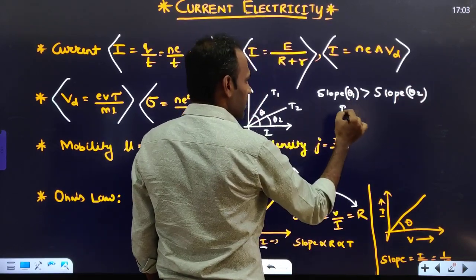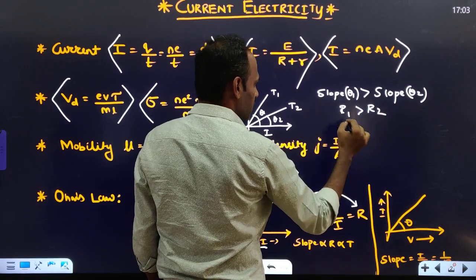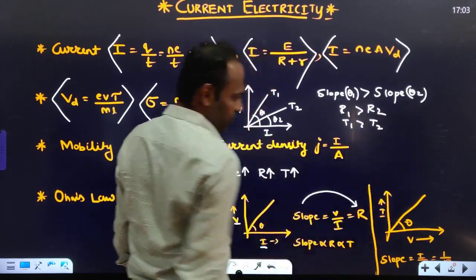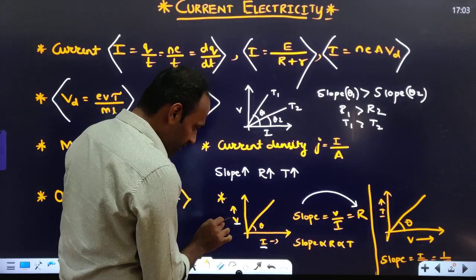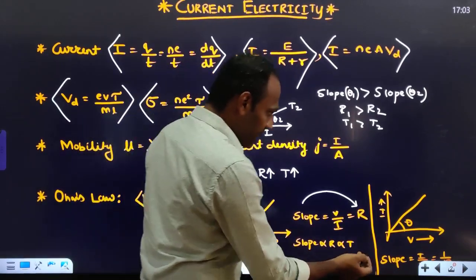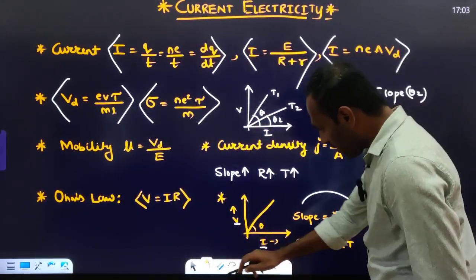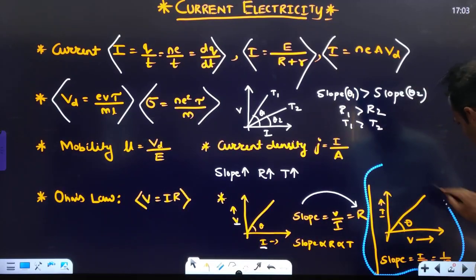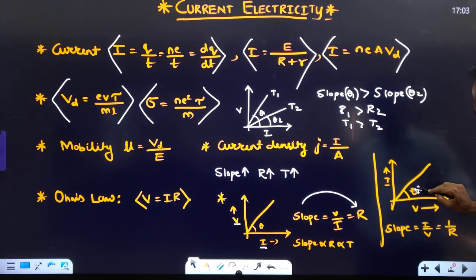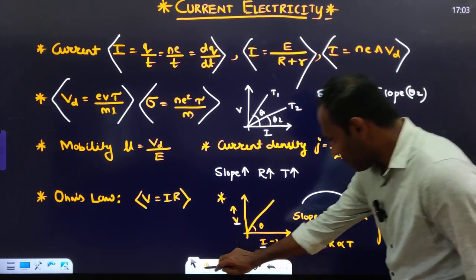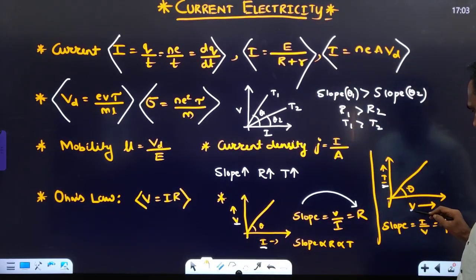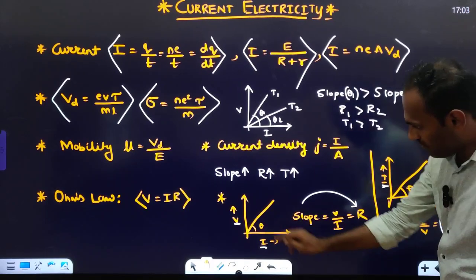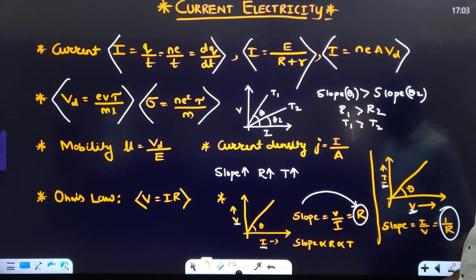So slope is greater, so resistance 1 will be greater than resistance 2 and temperature 1 will be greater than temperature 2. If these are reversed, here if current is given, here if voltage is given, then slope will give you reciprocal of resistance in this case, right? See, if the graph is I versus V, then the slope will give you reciprocal of resistance. If the graph is V versus I, the slope will give you resistance directly, right? Okay, that is all about ohmic graph.